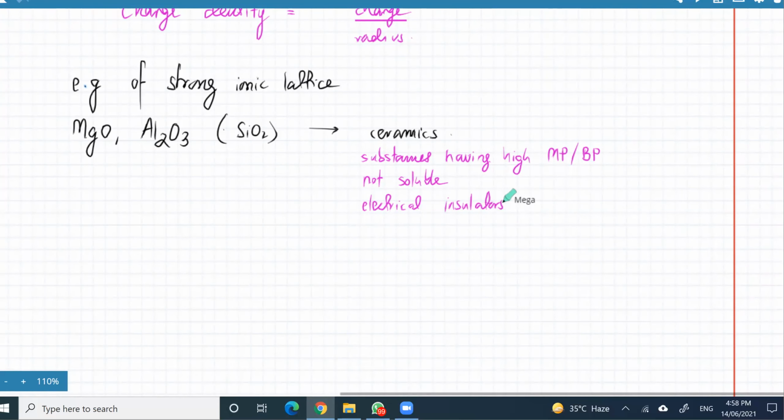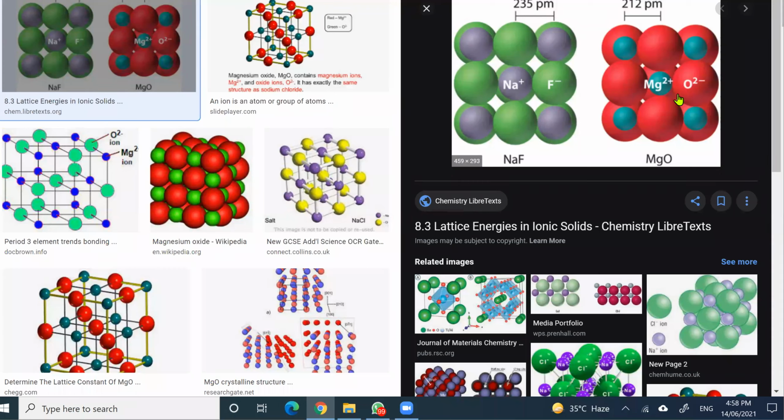For example, look at MgO. Even though it has charged particles, the attraction is so strong that it's very, very hard to actually make the ions move. It's very hard to melt it. It's very hard to dissolve it. So it can be used as an electrical insulator.